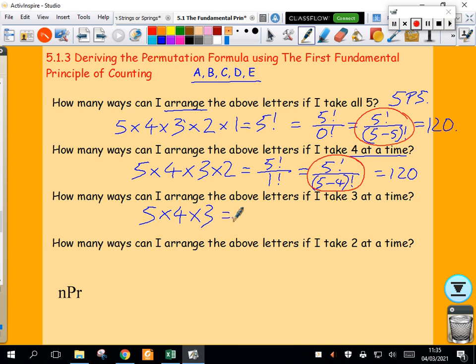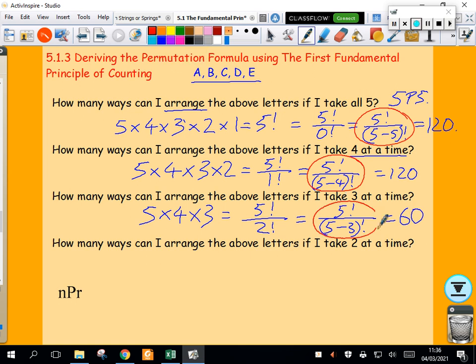And what I really want you to note about that is that's the same as 5 factorial divided by 2 factorial. Which is, and again I'm going to write this as 5 factorial over 2 factorial, 5 minus 3 factorial. And you'll find that's 60 ways, 5 by 4 by 3. But again, I'm not really interested in the 60.